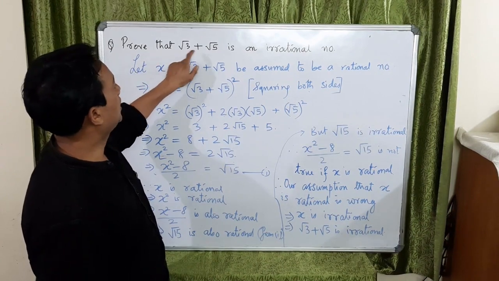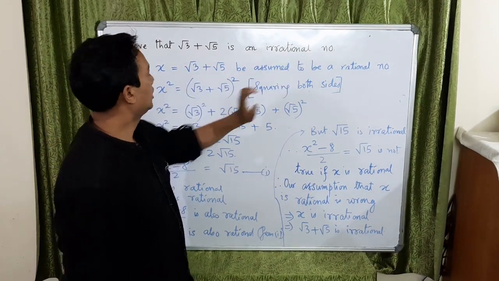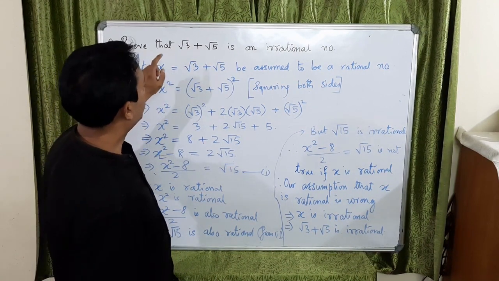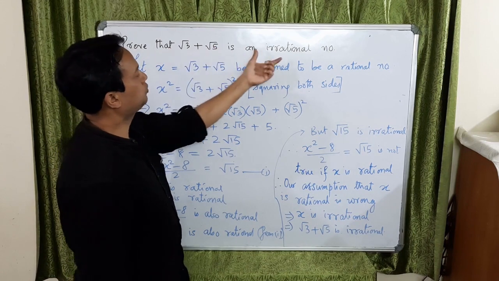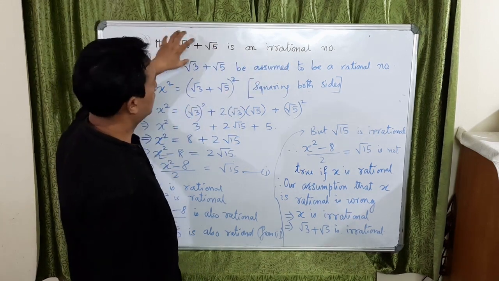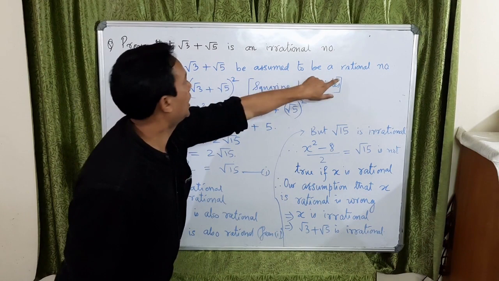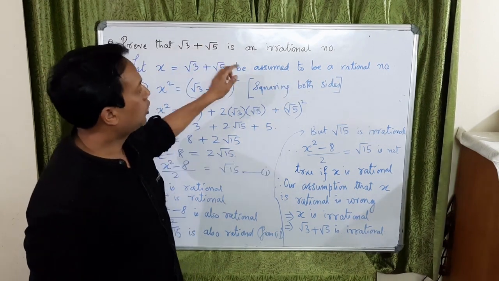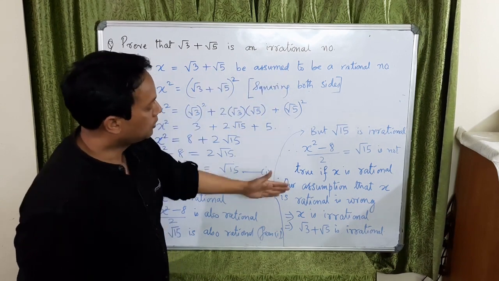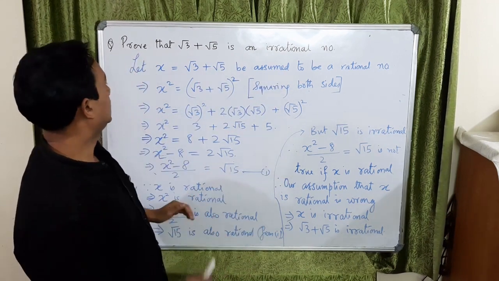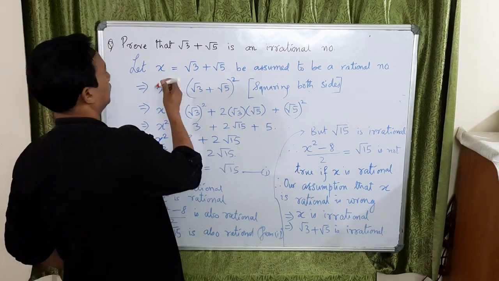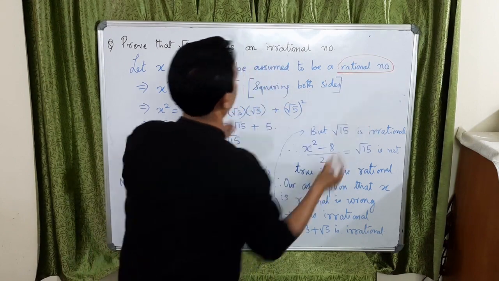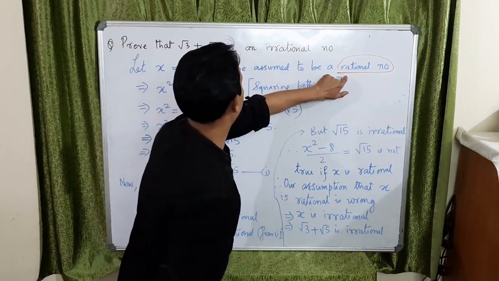Prove that root 3 plus root 5 is an irrational number. Now this type of sums is done in a little different way. What we do initially is, we are asked to prove irrational, but we will assume it to be rational. And at the end, our assumption that it is rational will be wrong, so it will become irrational. Let's see how to do it. So first we will denote this by x, and we will consider it to be rational. Remember, we have to prove irrational, but we are considering rational.